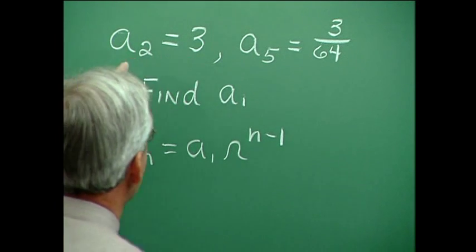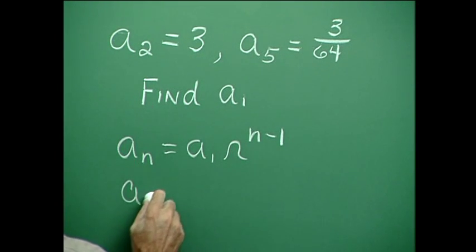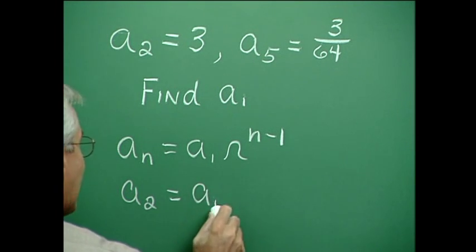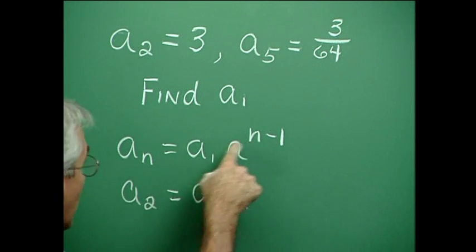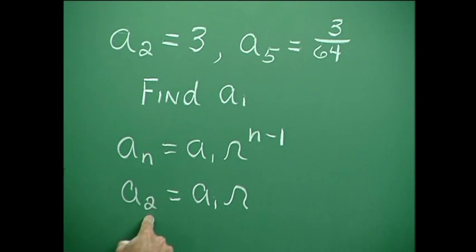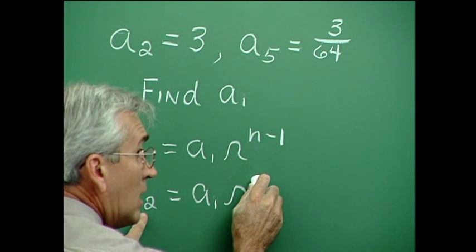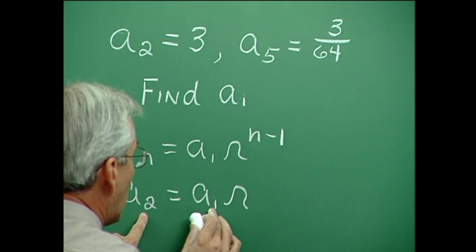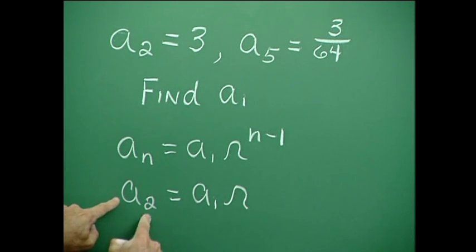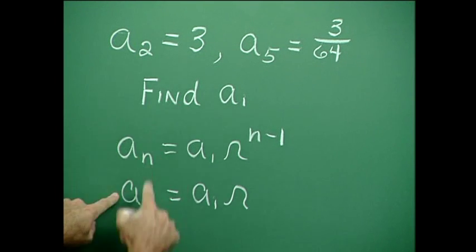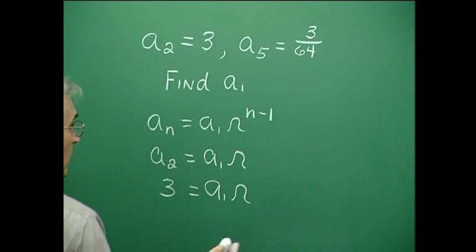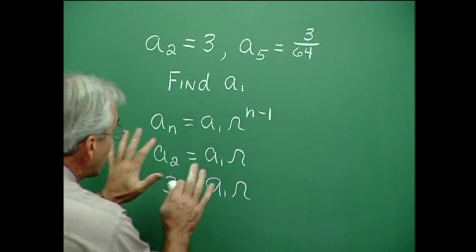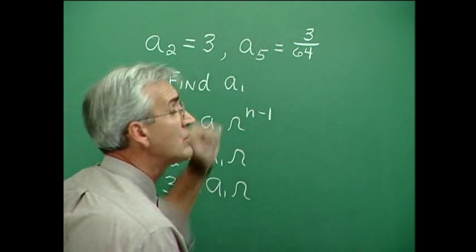We have information about a sub 2 being 3, but we know this. If this is a sub 2, then we have a sub 1 times r. We don't know either one of these, but n minus 1 corresponds with this n. This is the n we're talking about. So if 2 is n, then this would be 2 minus 1, or simply 1. I'm not going to write the 1 here, but it's just a sub 1 times r. And we're given the value of a sub 2. It's 3. So this is 3 equals a sub 1 r. That's all that we know so far. Now, what information do we have knowing that a sub 5 is that fraction?